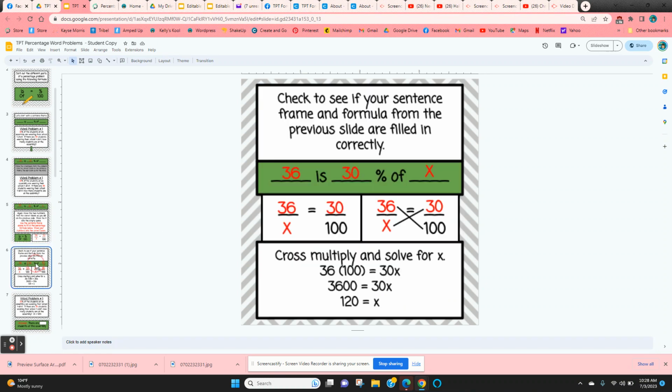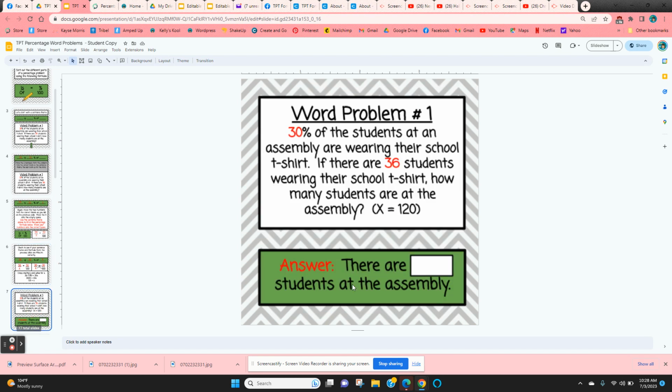On the next slide, it shows the students how to do that. So we have 36 over X equals 30 over 100. Now we're going to use cross products or means and extremes to solve for X. So they're going to turn this into an algebra problem. 36 times 100 equals 30 times X. We multiply, we get 3,600 equals 30x. To solve for x, we divide both sides by 30. So I get a total of 120 students. On the next slide, we're just going to type our answer, 120. 120 students at the assembly.